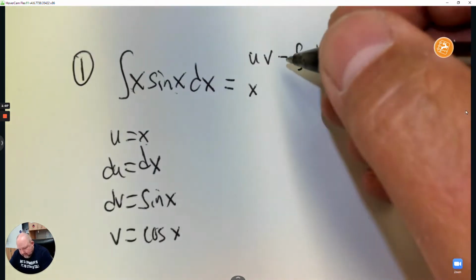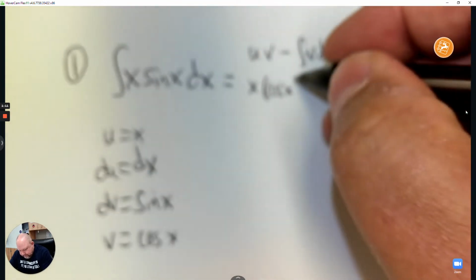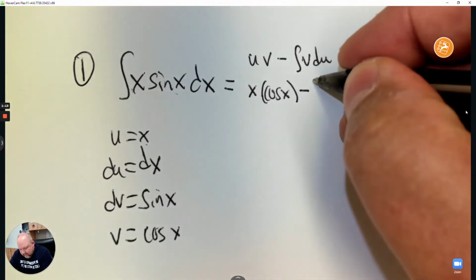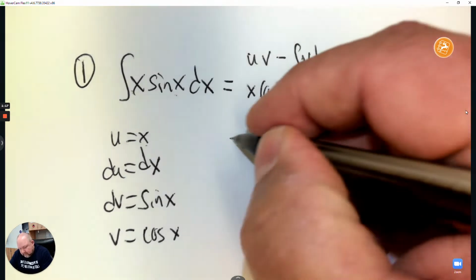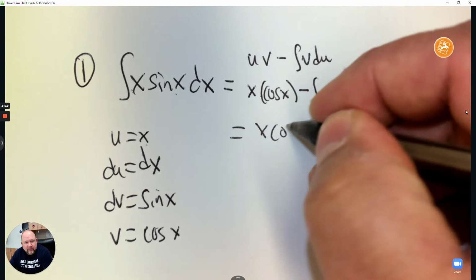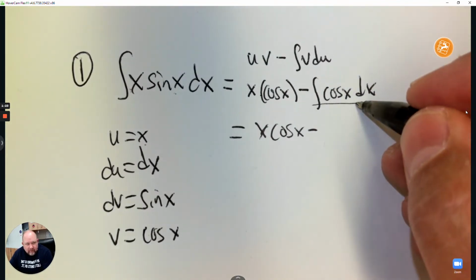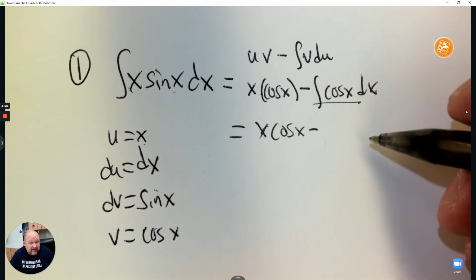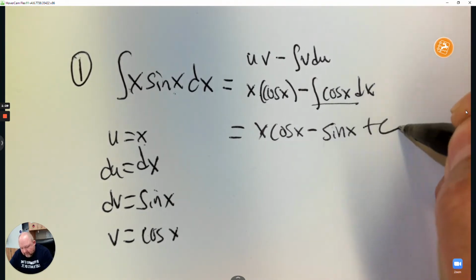So u, v, v, du. So we have x times cosine x. And then the integration of cosine is just sine. So it's going to be subtract sine, and then don't forget to go plus c.